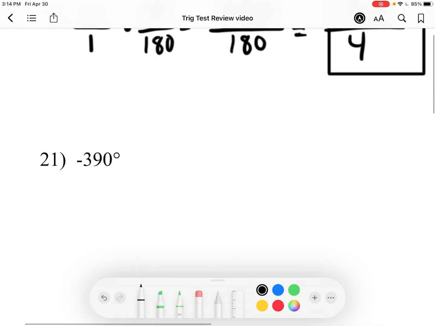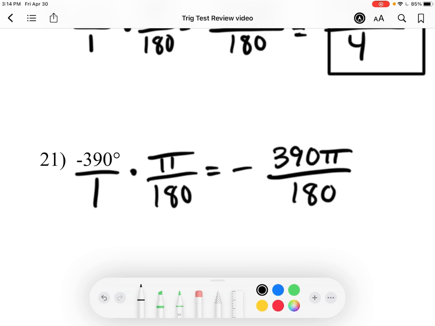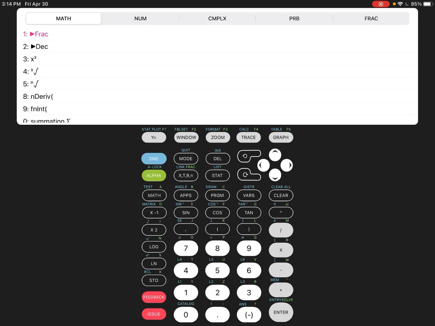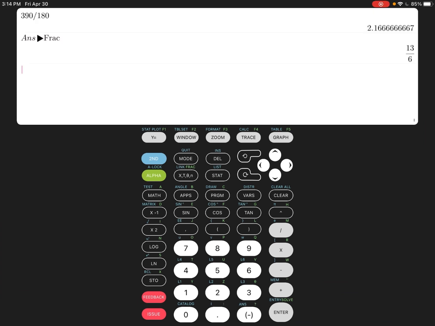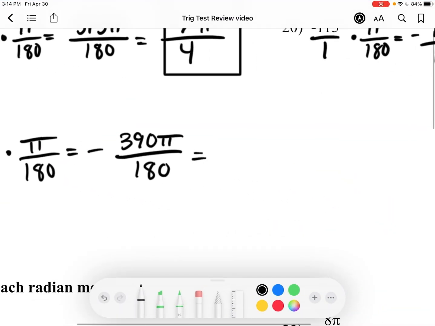For number 21, again, the same thing. Change it to a fraction. Multiply by pi over 180. You're going to get negative 390 pi over 180. So we go back to our graphing calculator, type in 390 divided by 180, and use the math and fraction function to change it to a fraction for you. I forgot to put negative 390, but this is negative 13 pi over 6. Negative 13 pi over 6.